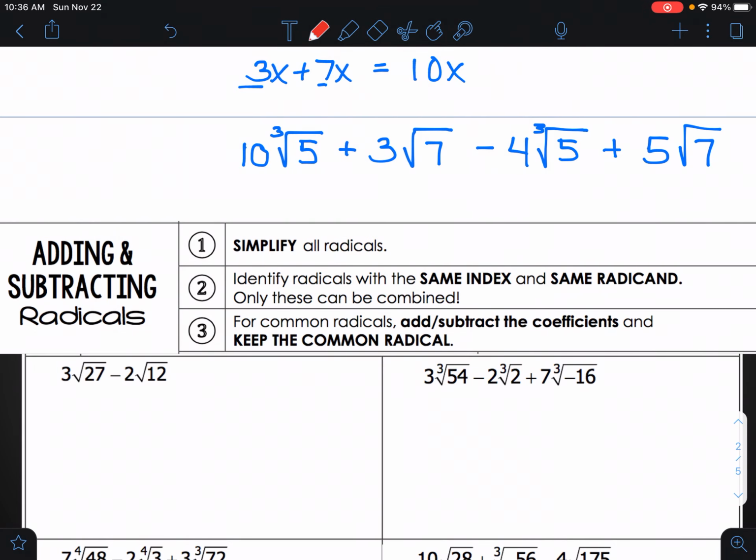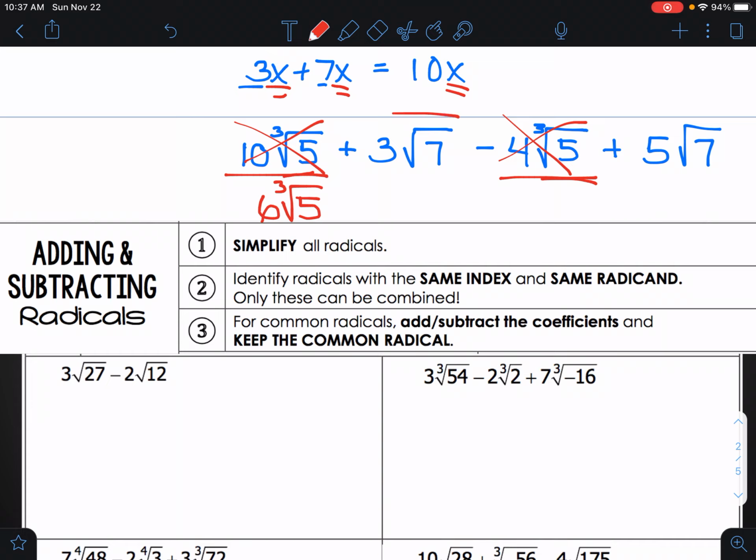Well, right away, I would say, all right, I've got a cube root of 5 and a cube root of 5 here. So I can put these together. So this is 10 cube root of 5, and this is negative 4 cube root of 5. So all you're going to do is say 10 minus 4 is 6, and then this part doesn't change. It's still cube root of 5, just like the x part here doesn't change, okay? So now I've combined those to be 6 times the cube root of 5.